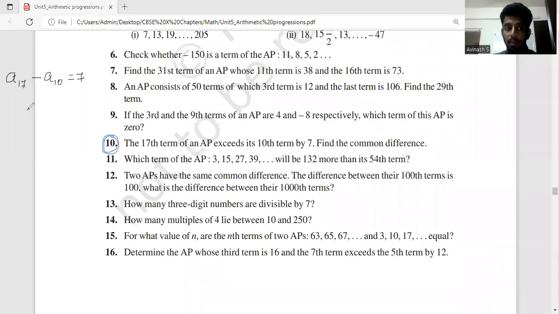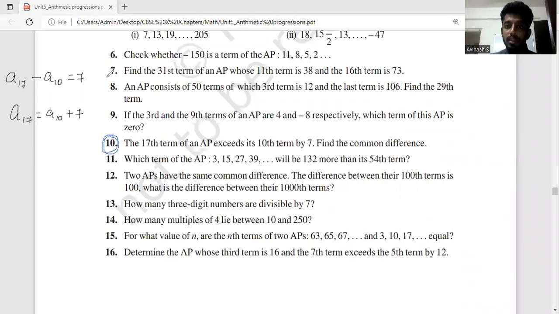So the value of the 17th term will be 7 more than the value of the 10th term. So we can write by subtracting both of them and giving it as 7, or we can also write A17 as A10 plus 7. So the 17th term is 7 greater than the 10th term. We can write it either way. Both are the same. In the first equation, if minus goes to the other side, this is what we will be getting. So you can approach this using either of the ways. And then we are supposed to substitute values and find the answer.